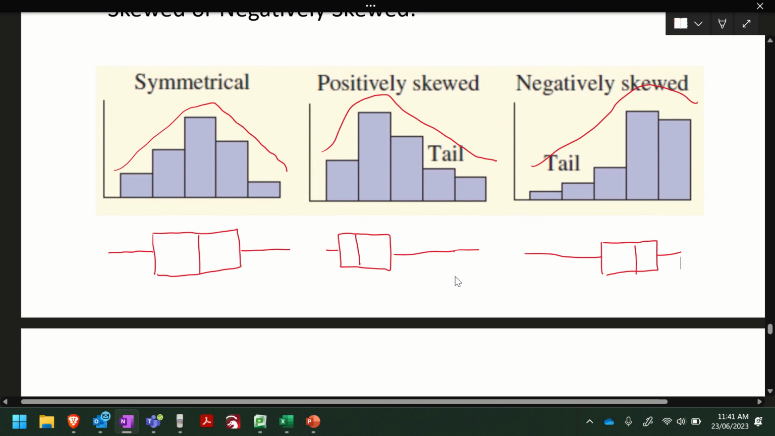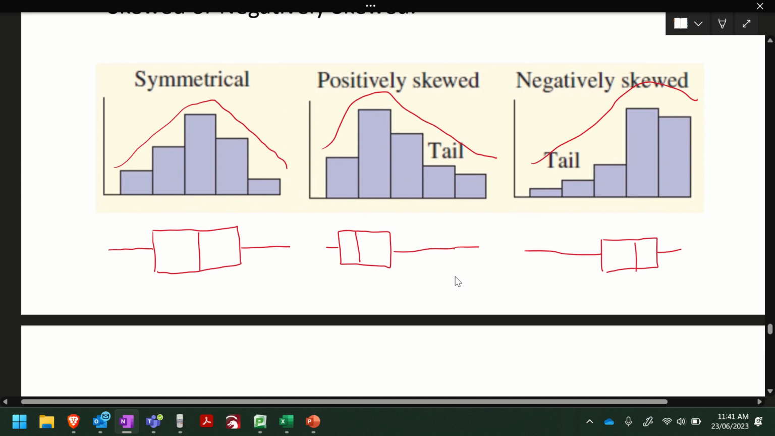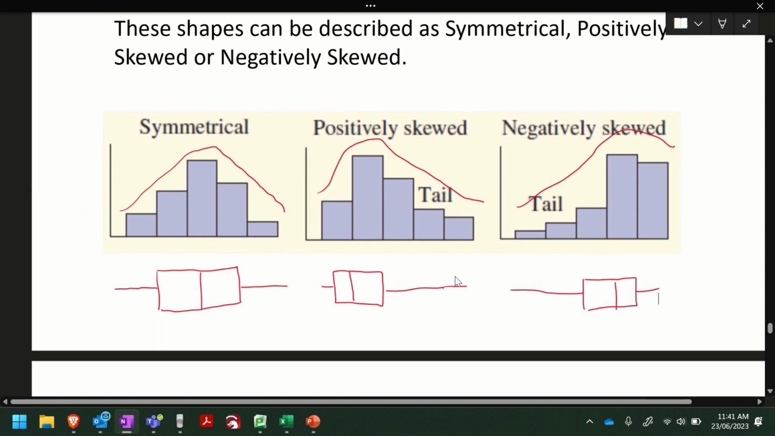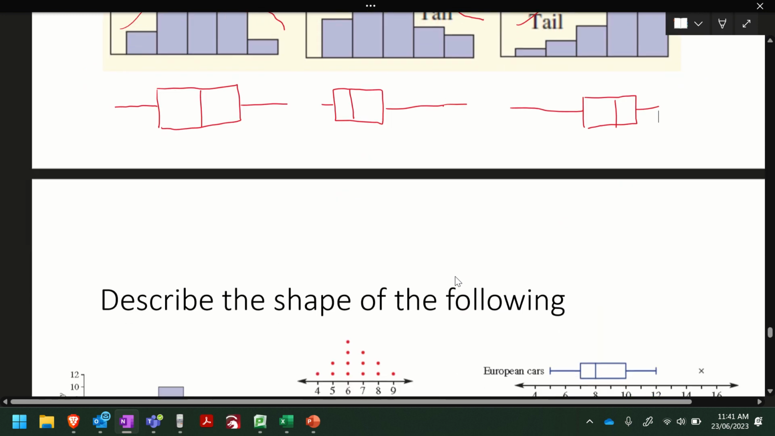Have you guys done box plots before? Okay, yes and no, depending on your school. Again, we use the same principle for the shape of box plots, yeah?